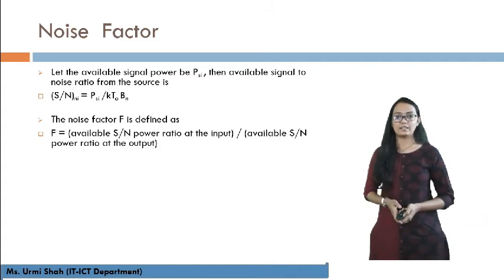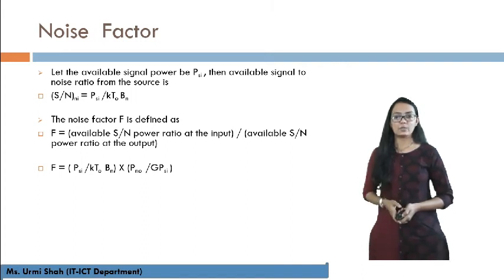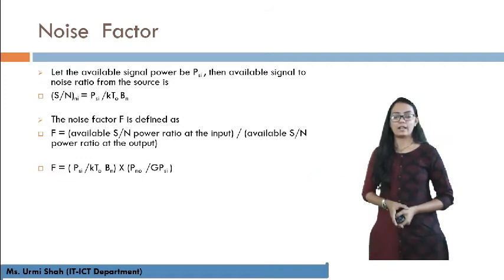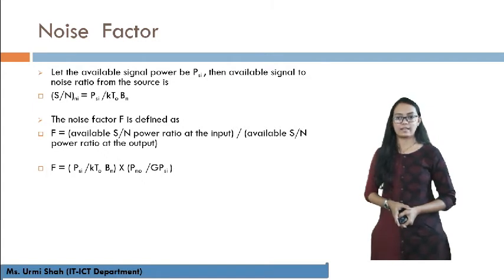So noise factor here can be defined as input side SNR upon output side SNR. So the formulation will be like this: Psi upon K T0 Bn, upon Psi at the output side, which will be having some output gain which will be multiplied. So G Psi upon PNO. So whenever this term goes in the numerator, the whole formula will be like this, that is noise factor F is equal to Psi upon K T0 Bn into PNO upon G Psi.